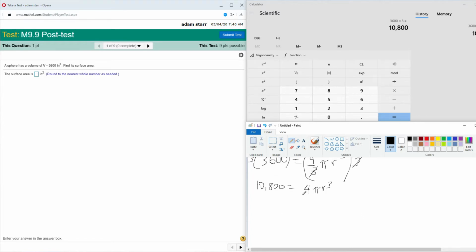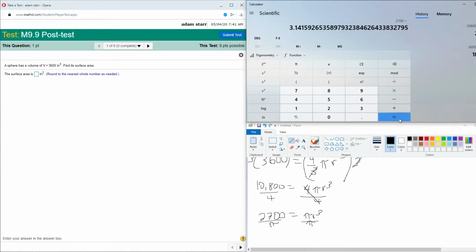Next I'm going to get rid of the 4. It's all multiplication, so I'm going to divide. I'm taking this 10,800 and dividing it by 4. That gives 2,700 equals, now the 4's cancel, so I have pi r cubed. And now I'm going to divide by pi. So now I have 2,700 divided by pi.